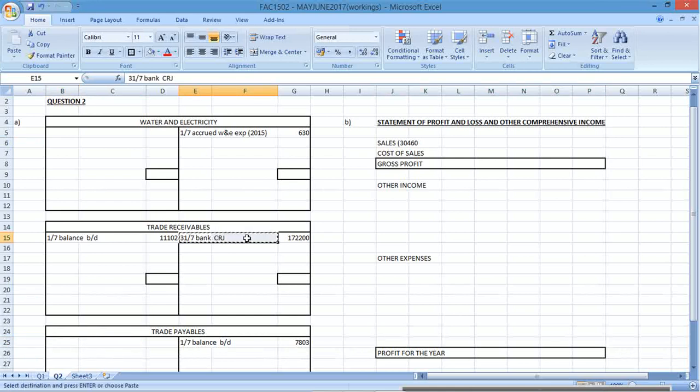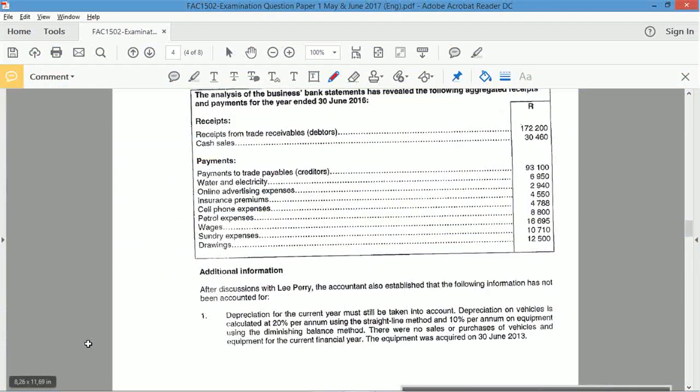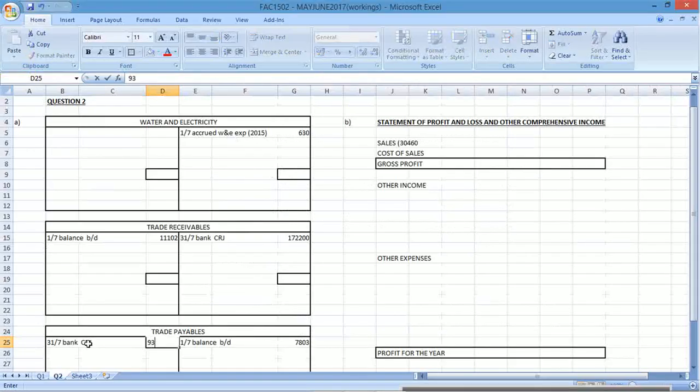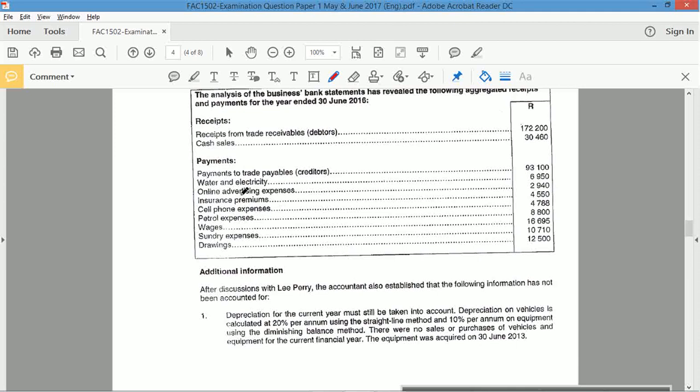31st bank, CPJ. How much? 93,100. Does it make sense? Okay, liabilities decrease on the debit. There's more payments. Water and electricity.